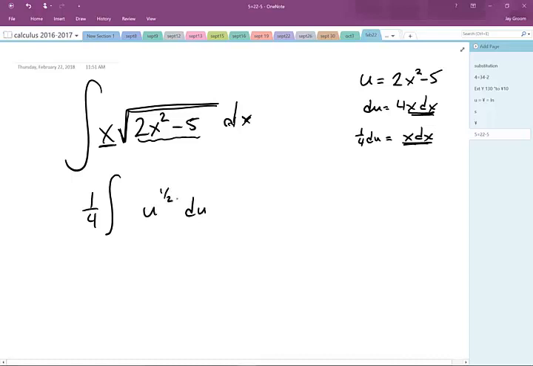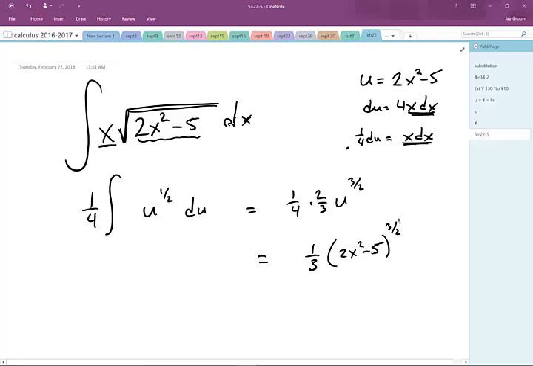And so the antiderivative is going to be, of course, 1/4 is still there. It's going to be u to the 3/2 times 2/3, right? Which, of course, is going to be 1/3. And then it's going to be 2x squared minus 5 to the 3/2.